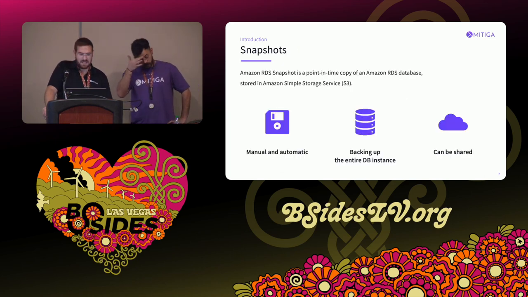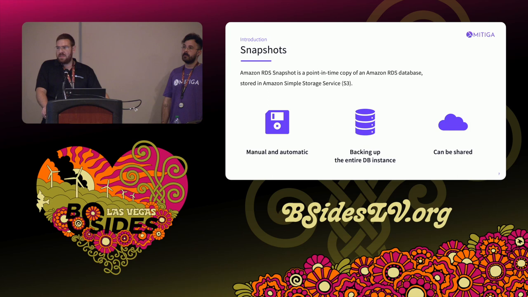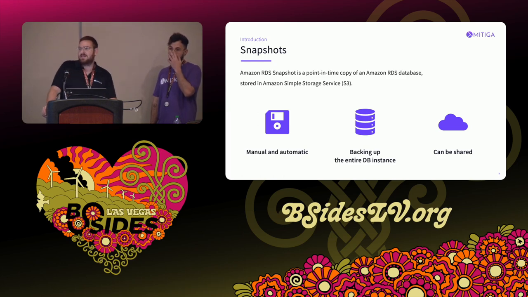What is an RDS snapshot? Amazon RDS snapshot is a point-in-time copy of an Amazon RDS database, and the snapshots are stored in an Amazon S3 bucket. Snapshots can be taken automatically, like every hour, every day, and so on. Snapshots can also be taken manually by click. An RDS snapshot backs up the entire DB instance. It's not like select queries on all the tables. An RDS snapshot also contains the metadata, and you can restore the DB using it.